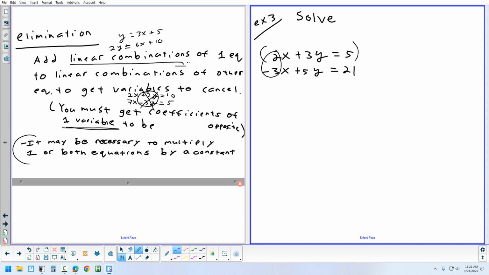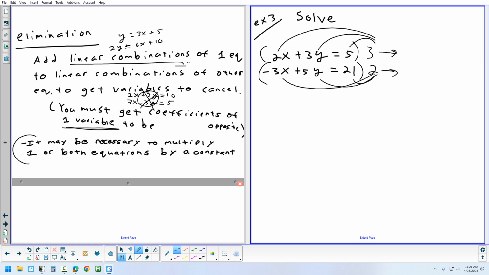12, and eating smaller? 6. So the goal is going to be to get a 6 and a -6. What could we multiply the top equation by? 3. So we can multiply by 3, and that's going to be distributed. And what could we multiply the bottom by? 2. And that's also going to be distributed.